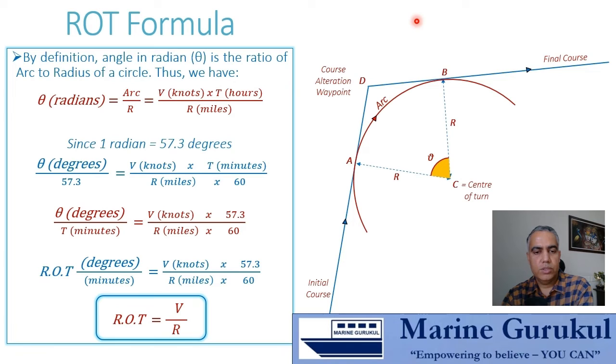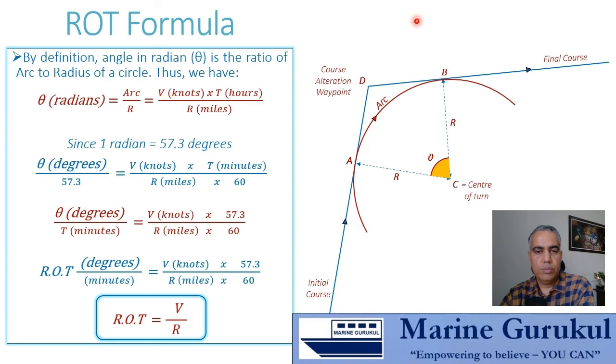So in such a scenario, when you get an alarm on an ECDIS passage plan that the turn is not executable, you will need to alter either the speed of the ship or the radius of the ship in such a way that the ROT comes under the achievable value for that particular ship.